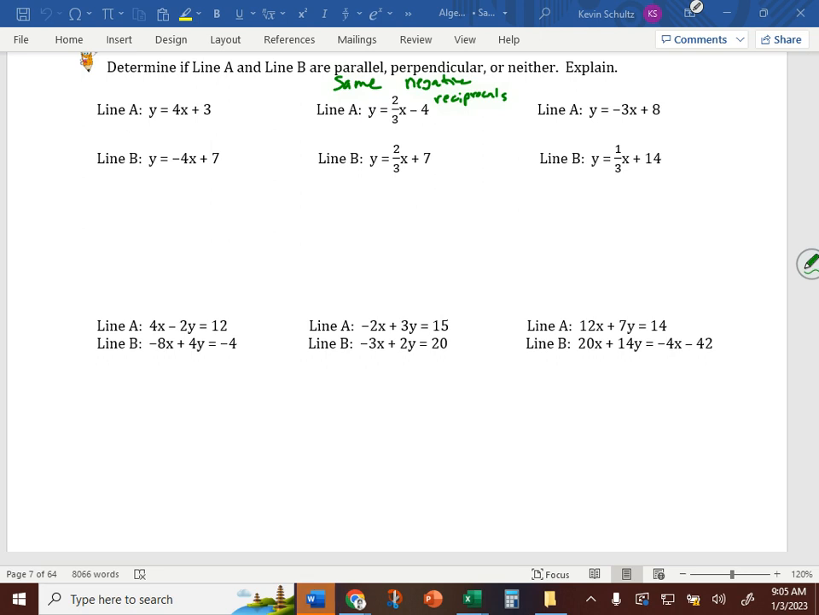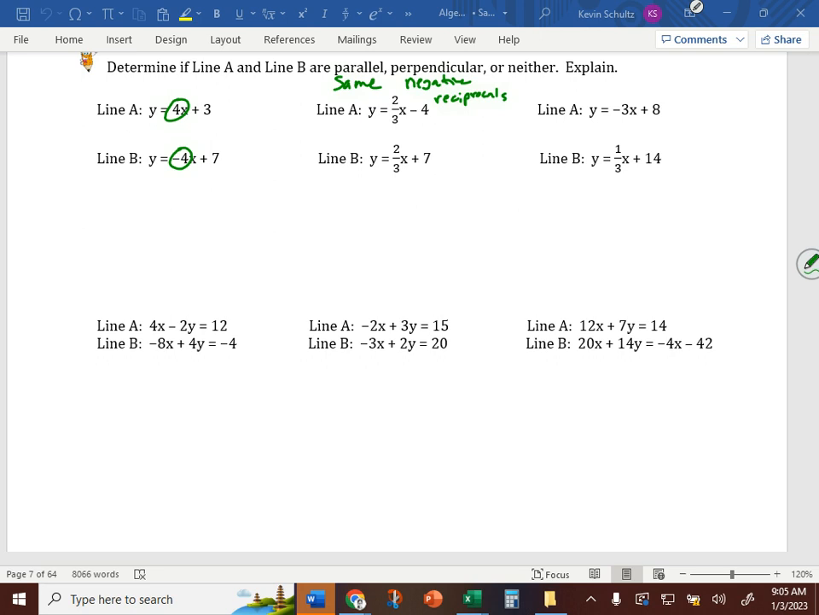So, line A, y equals 4x plus 3. Line B, y equals -4x plus 7. All we care about is the slope. Raise your hand if you think those lines are parallel. No. Raise your hand if you think they are perpendicular. Raise your hand if you think they are neither. Raise your hand if you don't like polls. Very good. Okay? They are neither.